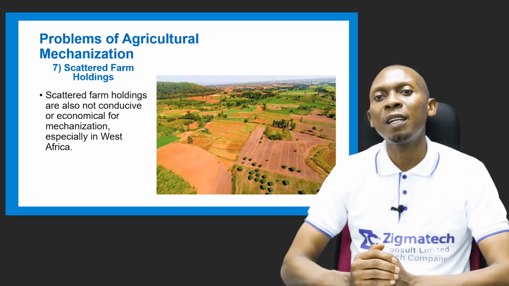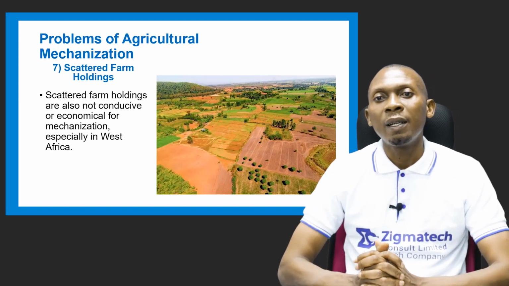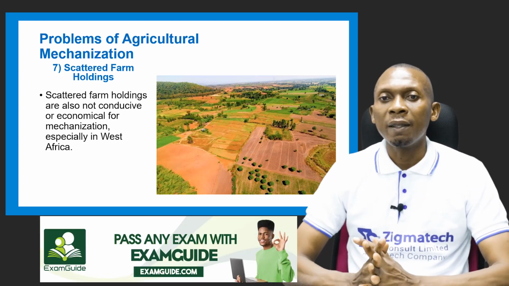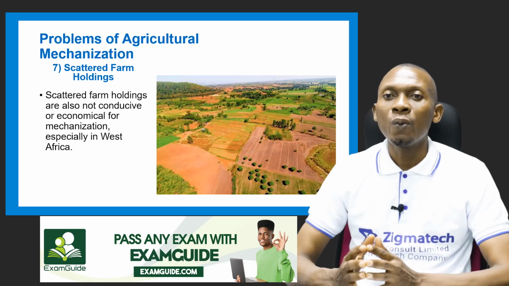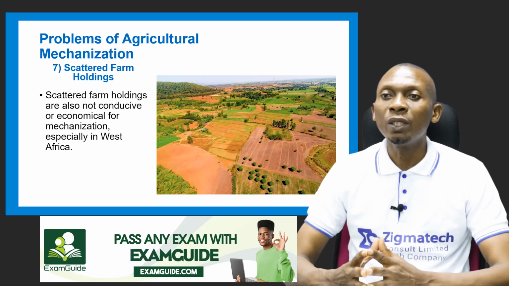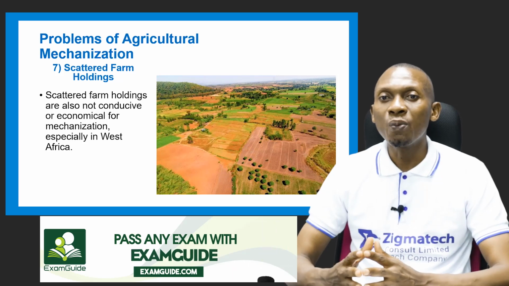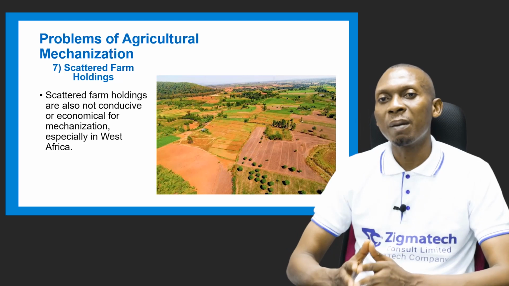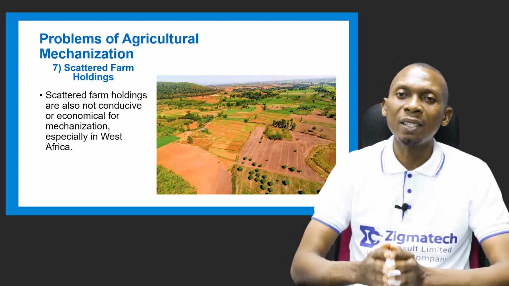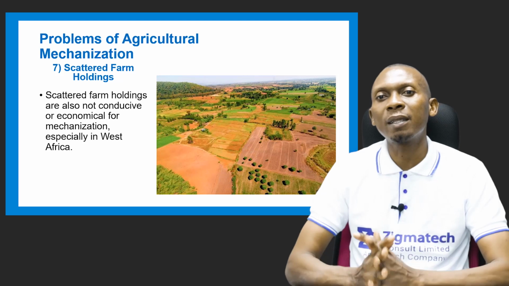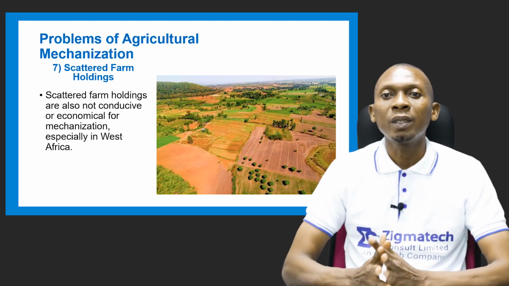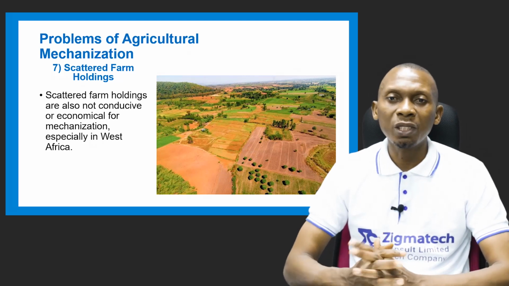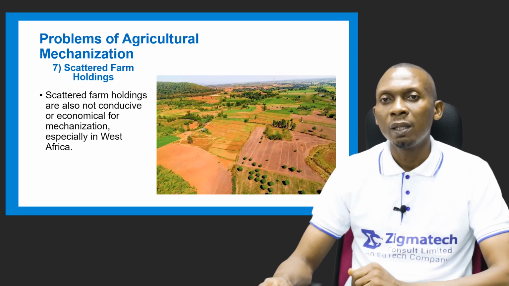We also have scattered farm holdings. Now, scattered farm holdings are also not conducive for mechanization in West Africa because we need the land holdings to be large enough and to be within a particular location. So when a farmer has a portion of land at this point and he has another portion at another point, it makes the use of machines difficult. So scattered farm holdings make it not conducive for mechanization to be carried out.